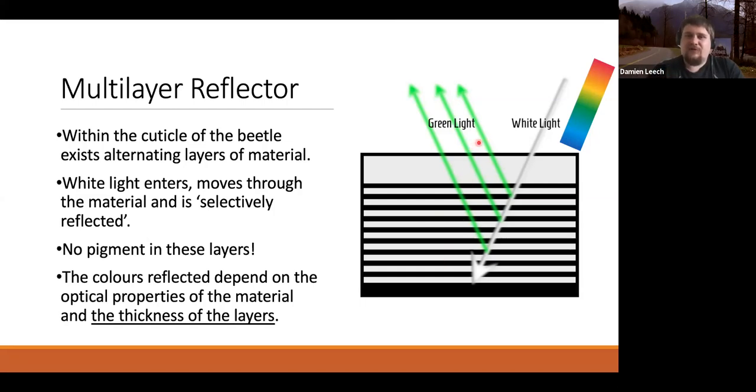So what happens now is that your white light comes in and the material selectively reflects it. In this case, the white light is moving through it, and the green is being reflected back out towards our eyes. The rest hits this black substrate at the bottom and is entirely absorbed. So there's no pigment involved here except for this little bottom layer that helps absorb all the excess. The colors that we see here, I've just written green, but it really depends on the optical properties of the material and the thicknesses of the layers. So if you vary the thickness of the layers, you'll change the colors.